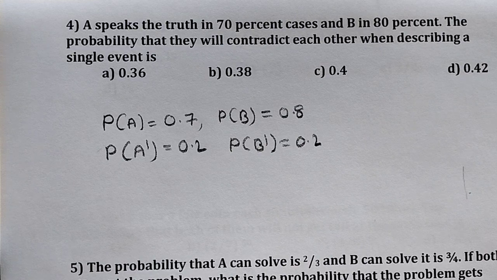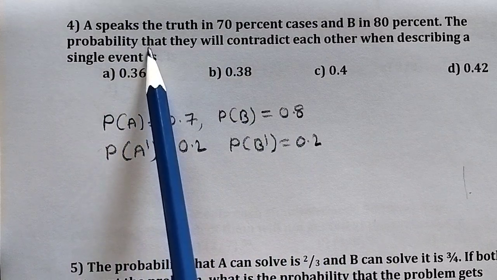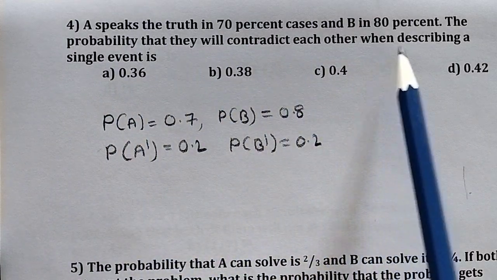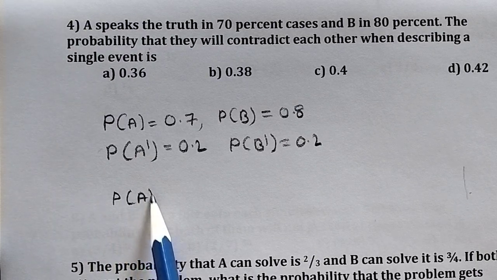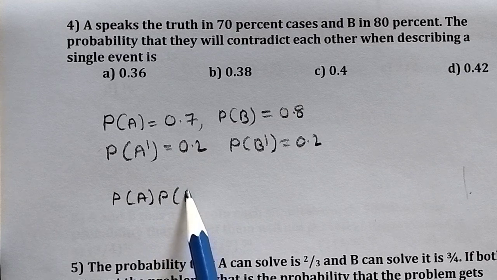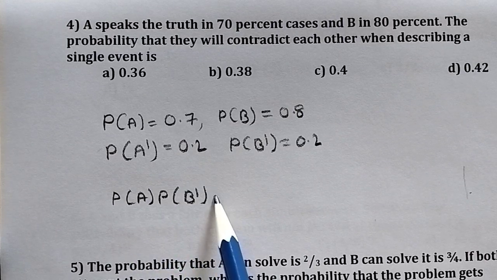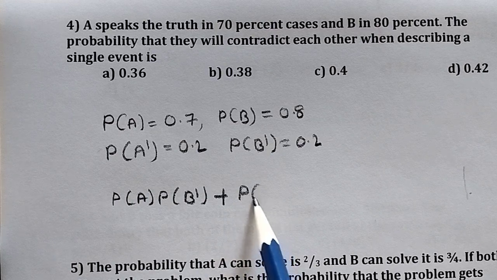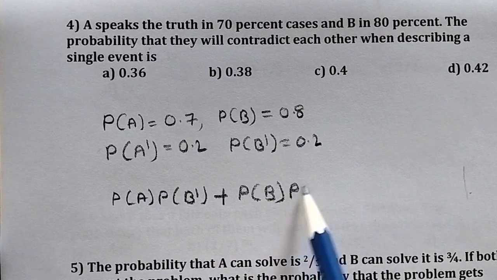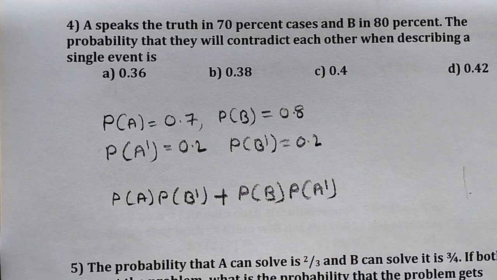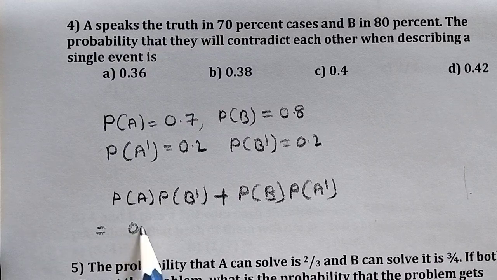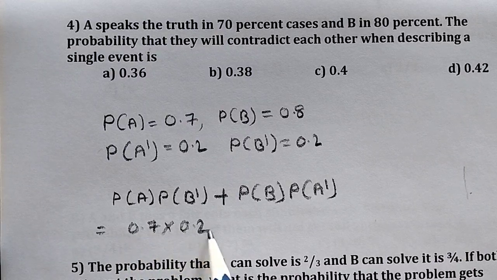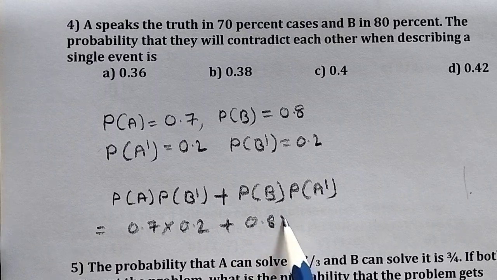We know that. From this given information, what exactly is being asked? The probability that they will contradict each other when describing a single event. So while A speaks the truth, B doesn't speak the truth. They contradict each other. There is another possibility: while B is speaking the truth, A doesn't speak the truth. That means A lies. So this result gives contradicting each other. That value is 0.7 into 0.2 and 0.8 into 0.3.